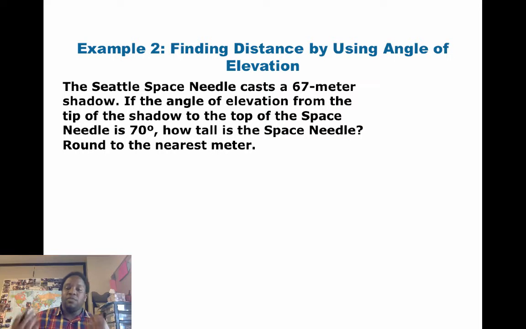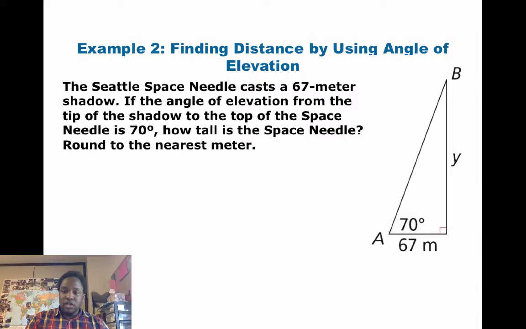So a key thing with these problems is going to be being able to draw them out. So this being 67 meters, the length of the shadow, y being the height of the Space Needle. If you want to, you can kind of draw a Space Needle out. I'm not even going to attempt it because that would just look horrible. So we need to figure out y. And guess what? We're in the trig unit, so we need to use our trig skills to solve for y. So we know the opposite side and the adjacent side.